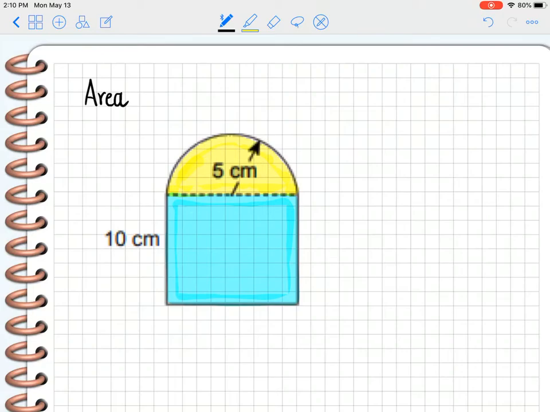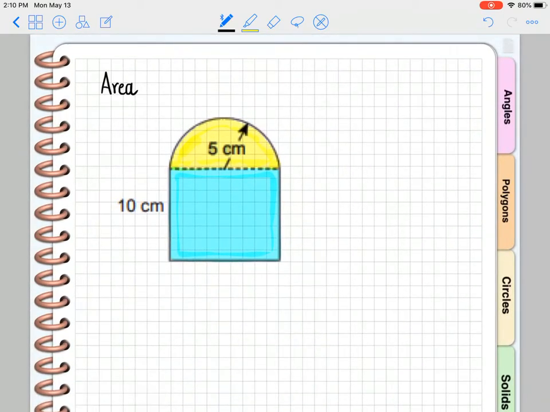Okay, so for area of a square, we've done several of those now. That's length and width, so 10 and 10, and those are being multiplied. So the area of the square is 100 square centimeters. That's definitely the easier of the two.